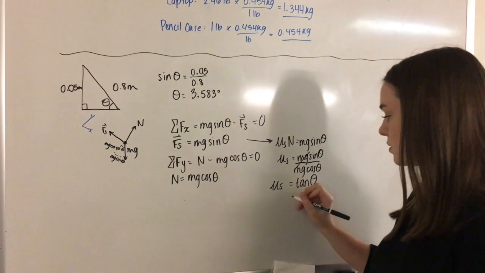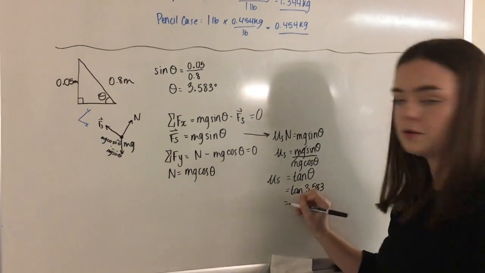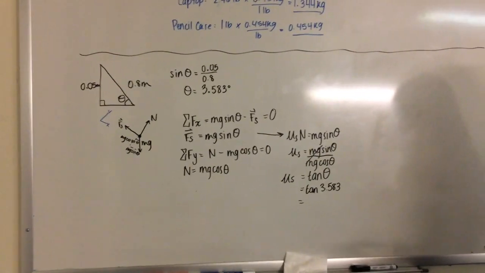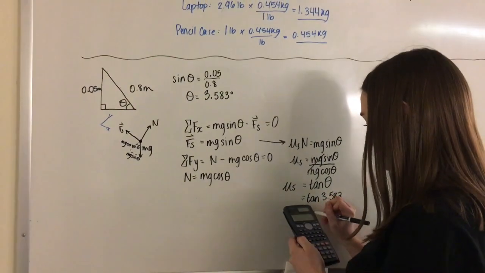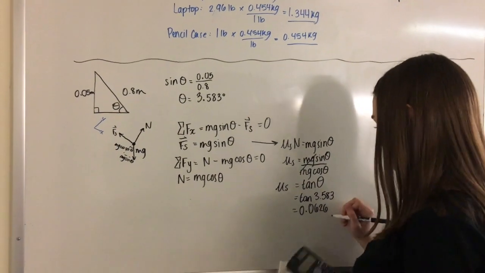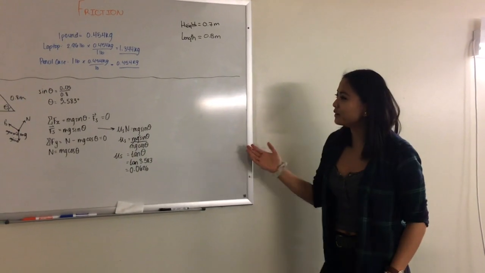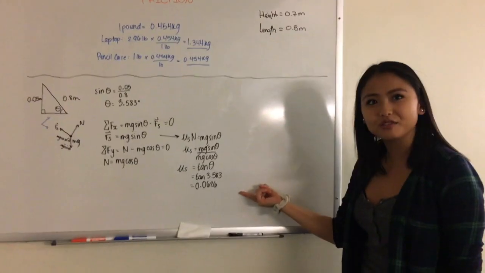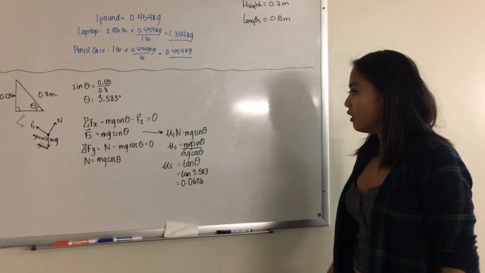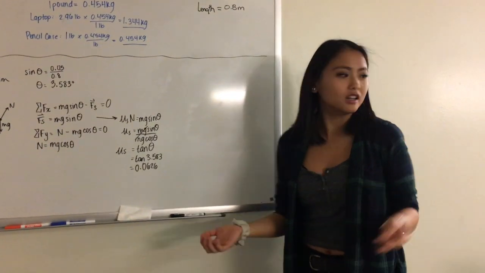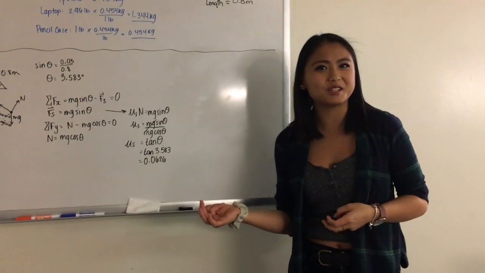And we already solved for that, so tan of 3.583 equals 0.0626. And that's our coefficient of static friction. Oh, so see, when we're calculating the coefficient of static friction, we don't actually need the mass because the mass cancels out. So it shouldn't make a difference between the pencil case and the laptop. So I was probably wrong. Let's just test it to make sure.